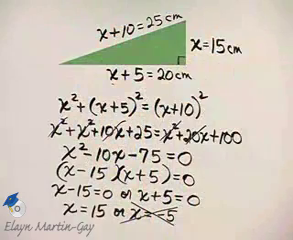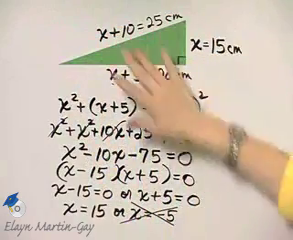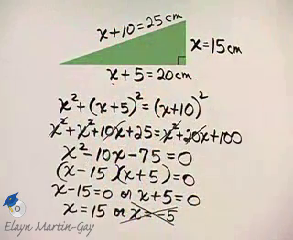Check and make sure the Pythagorean theorem works here. Check and make sure your dimensions are correct, but there are the dimensions of our right triangle.